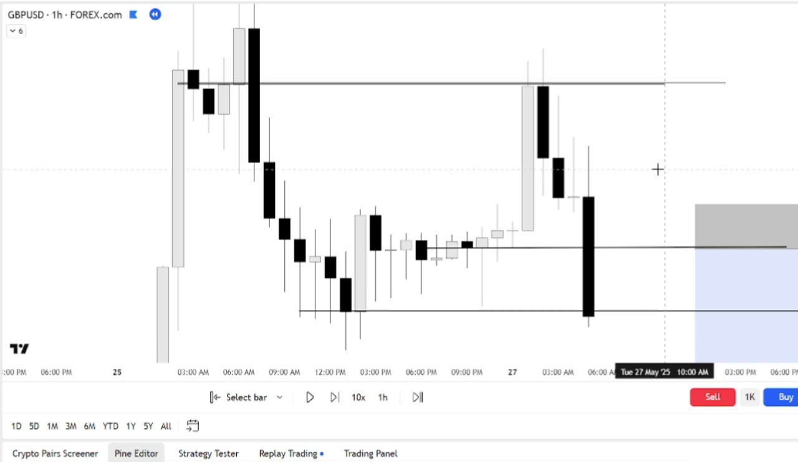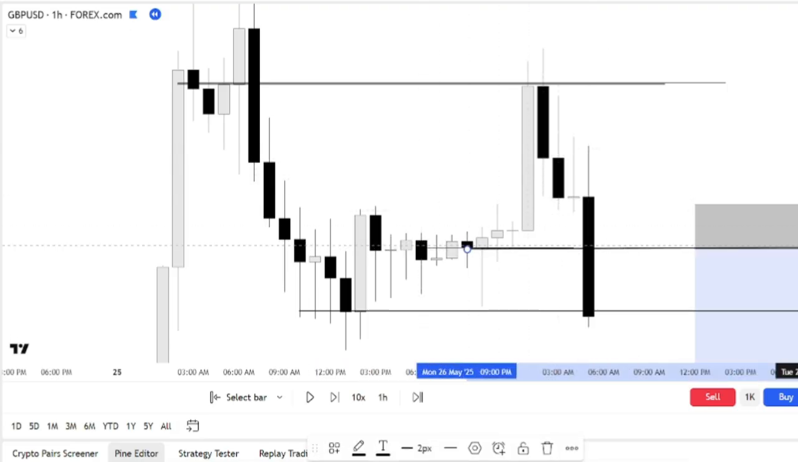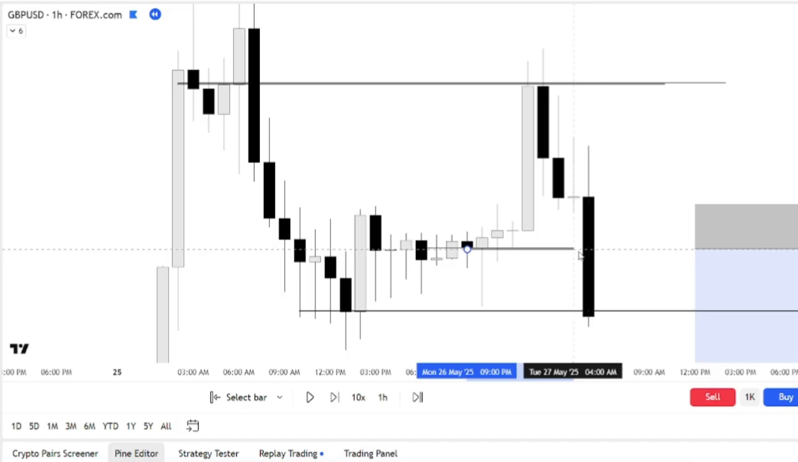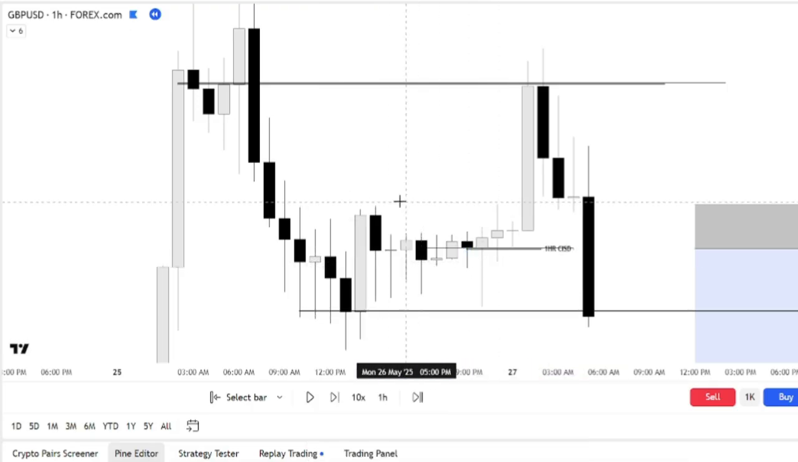Of course, it is your 4-hour storyline. So this is our 4-hour storyline. Immediately we see this, what we need to do is go to, let me show you. So we have this as a break of structure. We'll call this probably a break, or I love calling it CISD. So these are CISD.